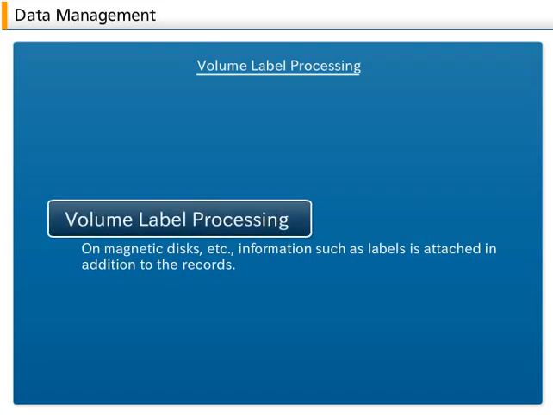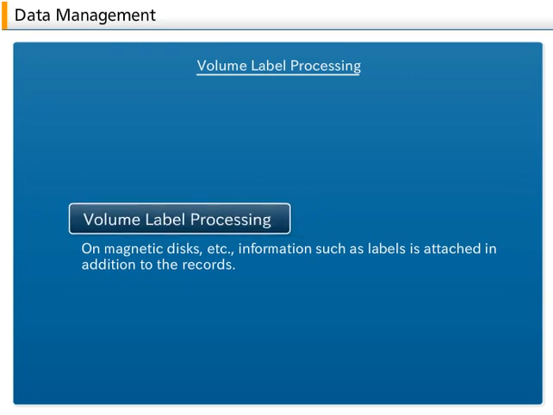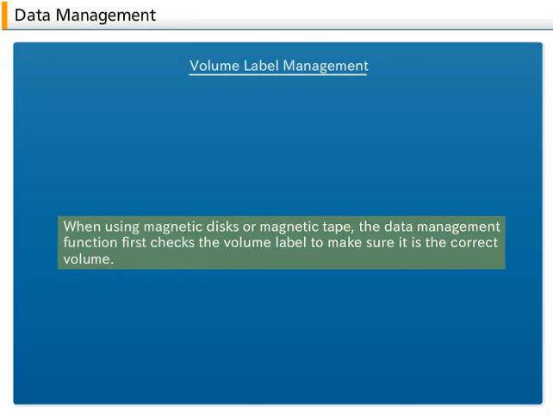3. Volume label processing. In addition to the data records stored on magnetic disks or magnetic tapes, information called volume labels are attached at the head of volumes, and before and after data sets. These labels are used to identify volumes and files as well as for protection. When using magnetic disks or magnetic tape, the data management function first checks the volume label to make sure it is the correct volume.